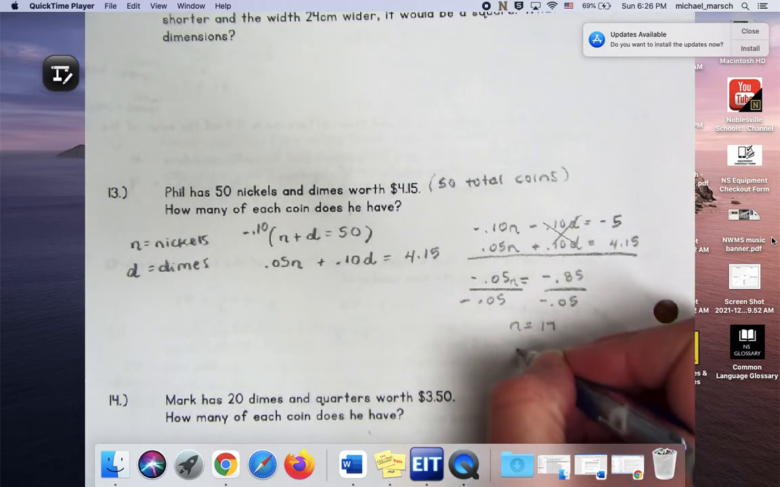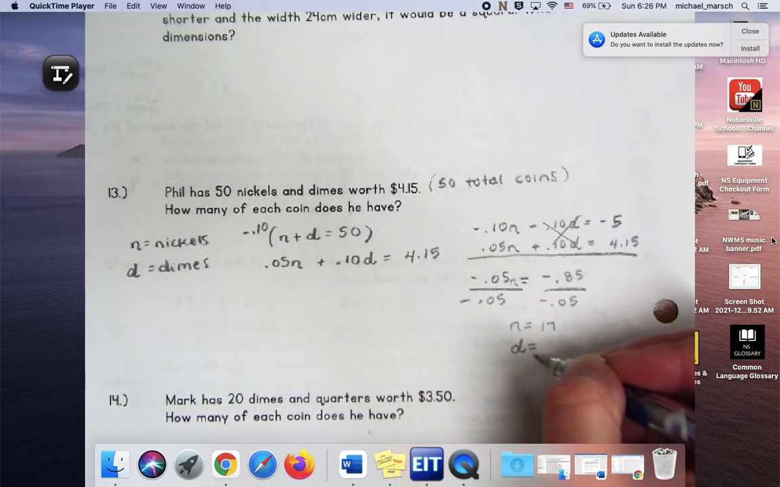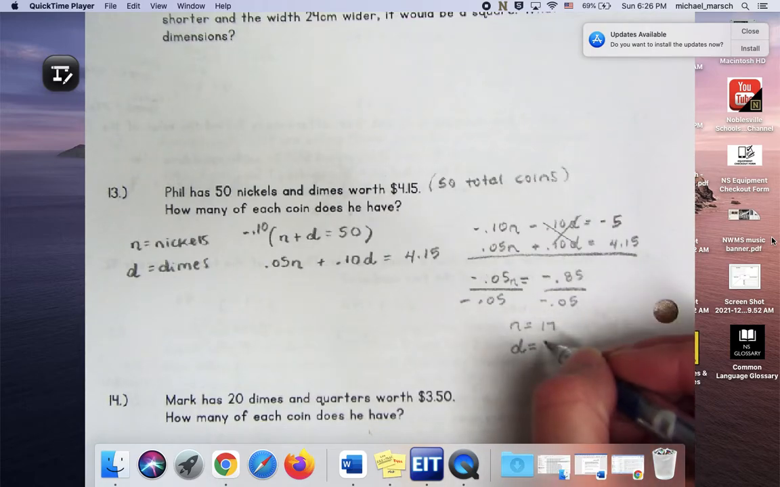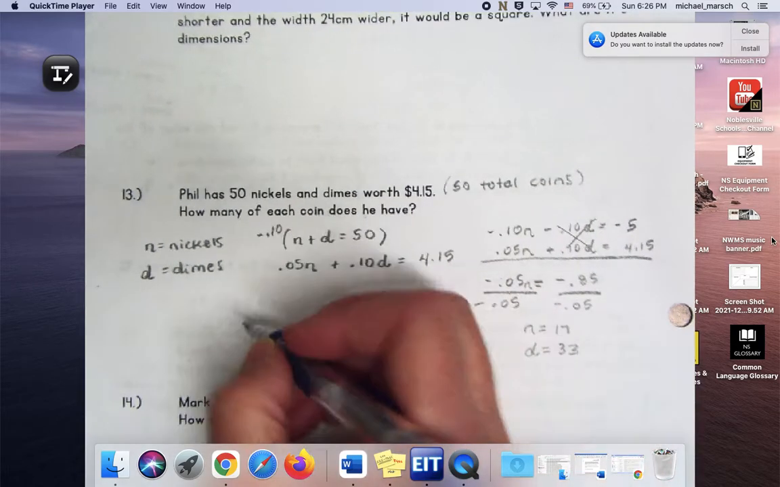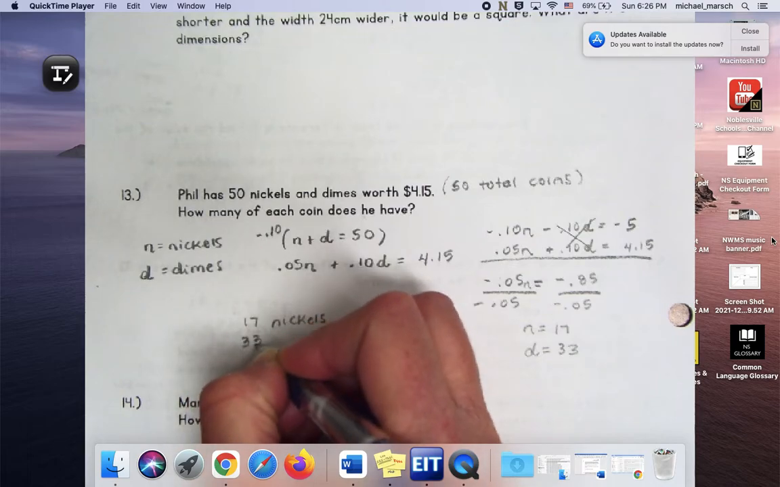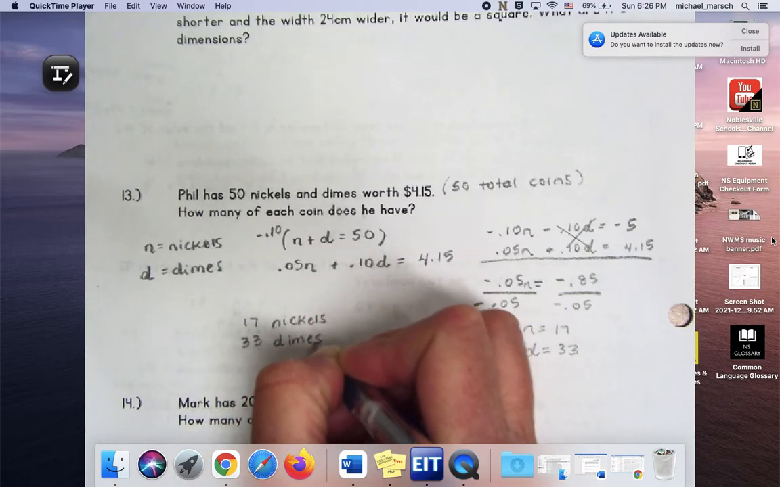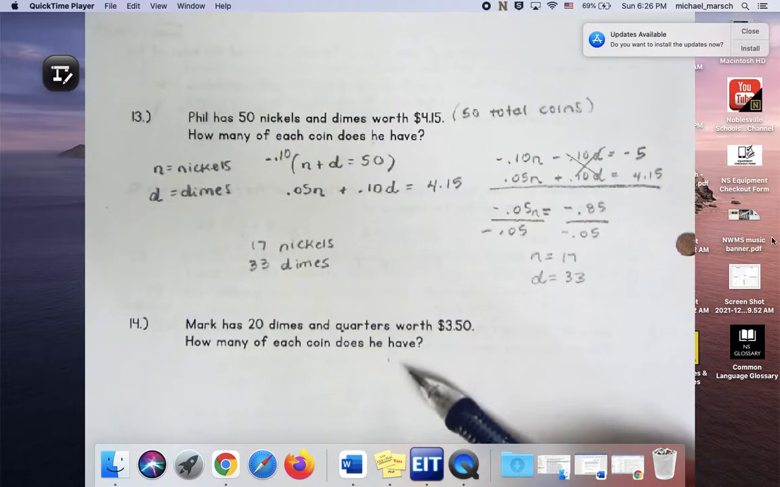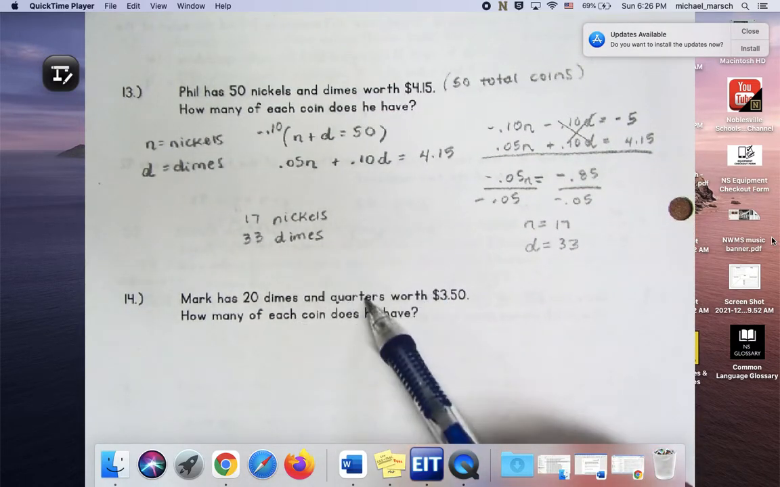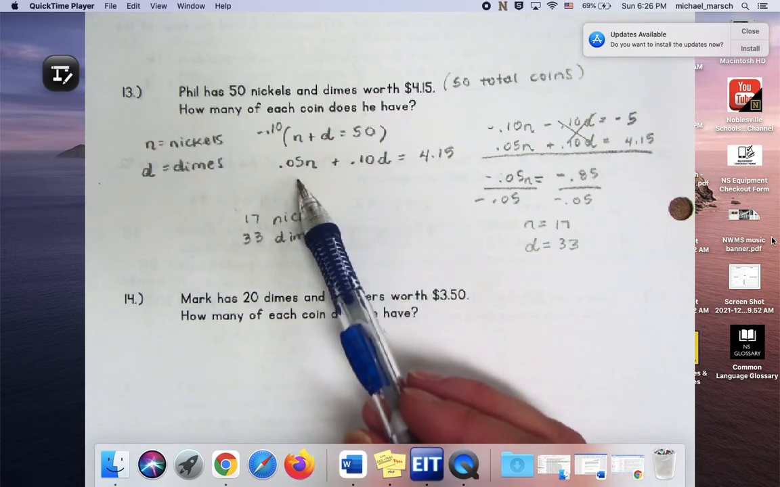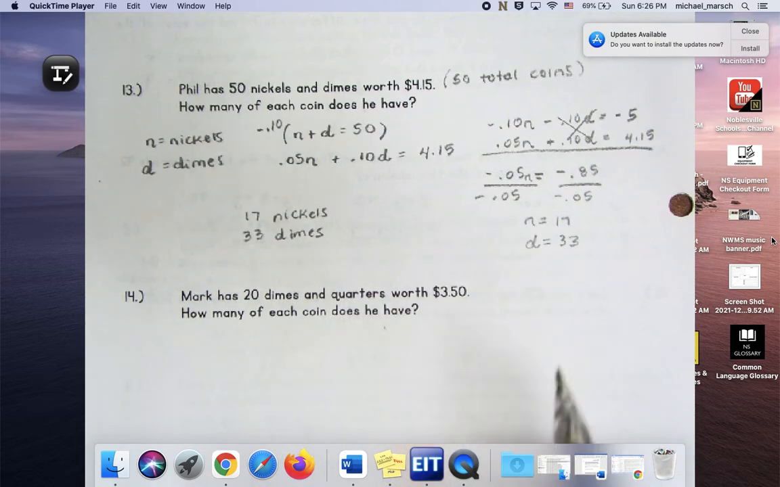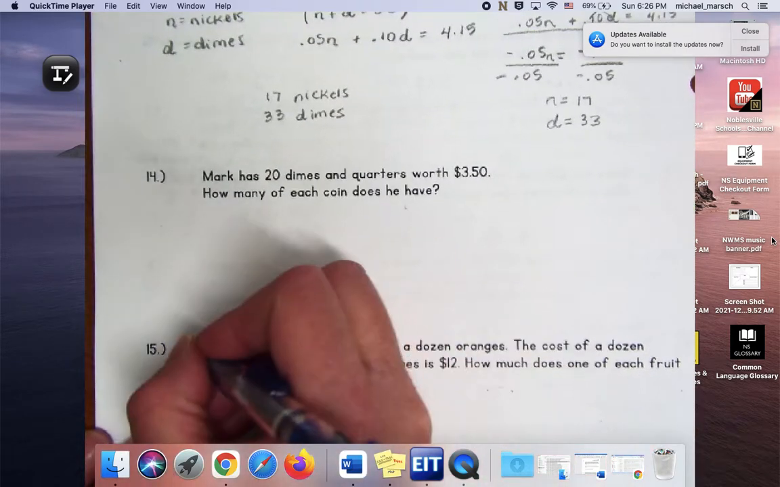So then how many dimes do there have to be? Give you guys a second to figure that out. 17 plus what equals 50? 33. So 17 nickels, 33 dimes. So then for this next one, you do the same thing, except dimes are worth 0.10, and then quarters, your coefficient for the quarters, so you'd have D and Q, would be 0.25. And do the exact same process. And then this is number 15 is the challenge.